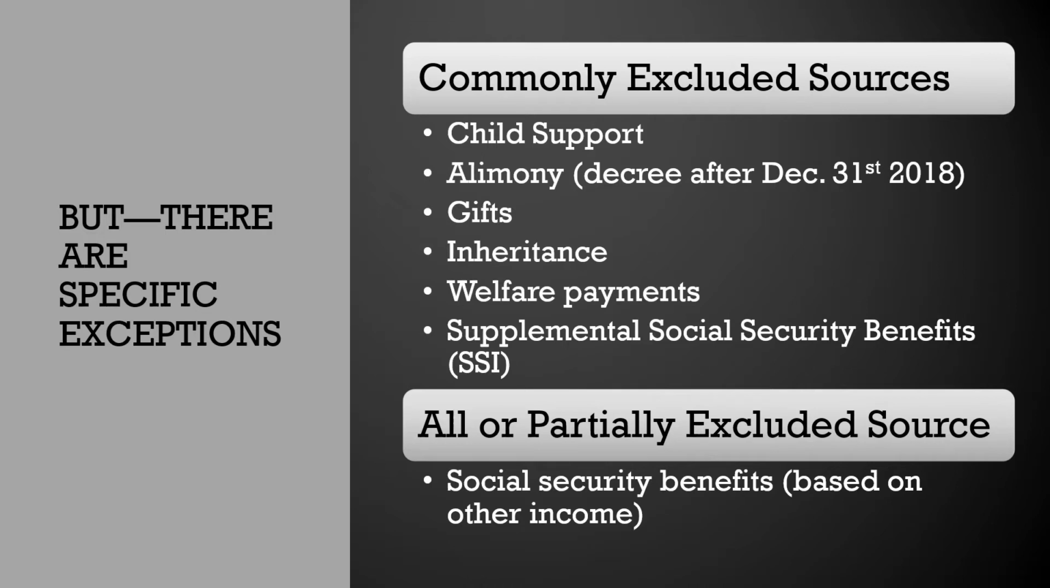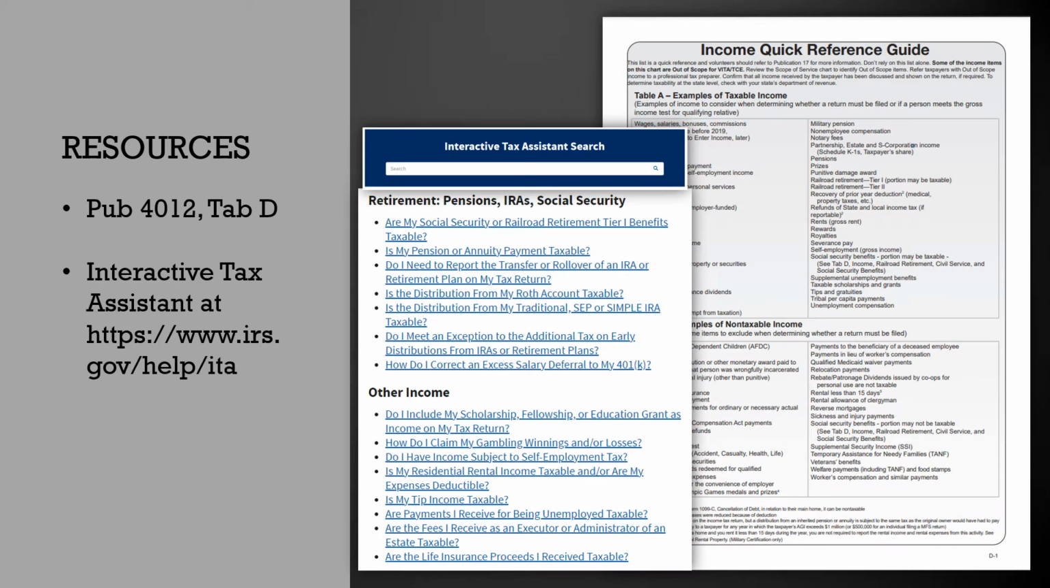In addition, another source of income that might be all or partially excluded is Social Security benefits, and that's going to be based on the other income that our taxpayer has. We will cover more about how Social Security is taxed or not taxed, and the calculation of that, in a future lesson. Now, the list that I just gave you is not exhaustive, but I think those are the excluded sources of income that we'll most likely see through our program.